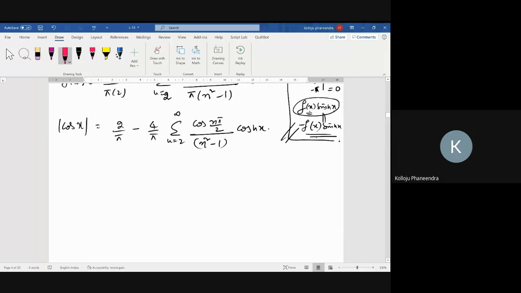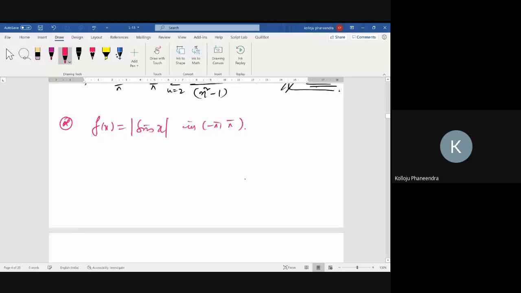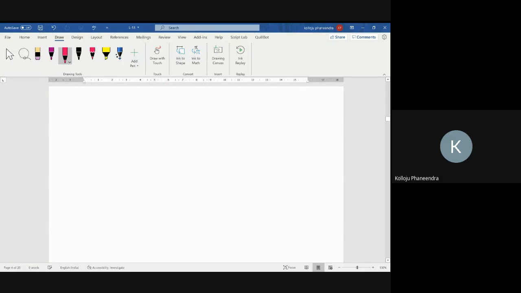Right. Next one. Take this as assignment. F of x equal to mod sin x, mod sin x in minus pi to pi. Okay. Now, let me tell another problem.